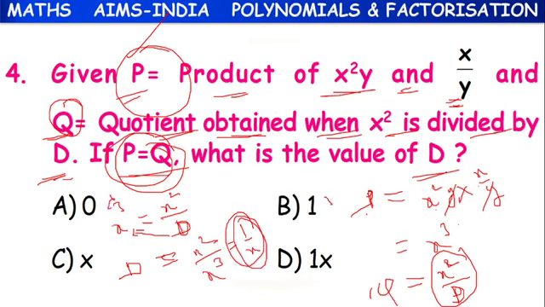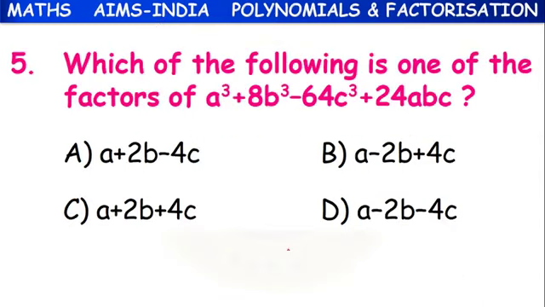0 wrong, 1 wrong, x wrong. D option, please change this option as 1 by x. Please change D option as 1 by x. So D option 1 by x is the right answer. Next.